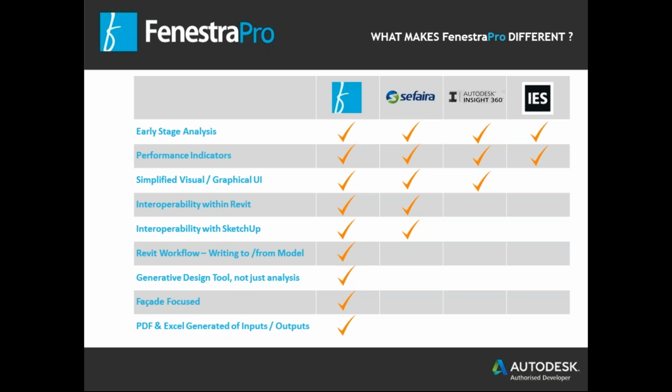Now, the next column over where you see Insight 360. Insight 360 is in here, but it's actually not a competitor. Insight 360 works hand in hand with Finestra Pro. Insight 360 allows the user to analyze the building's performance from a cost perspective for that location. Finestra Pro looks at the heating, cooling, and daylight analysis, so they complement each other.